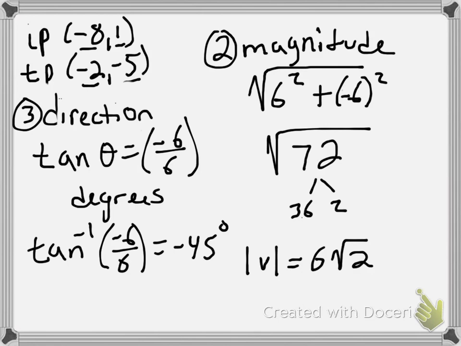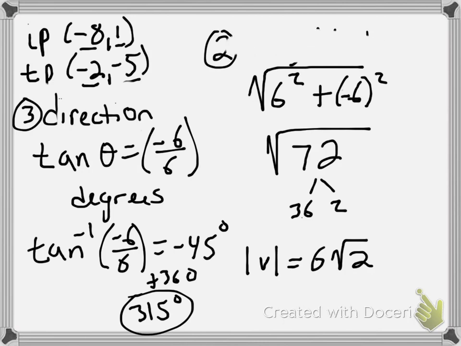However, we want this to be between 0 and 2 pi, so we just add 360 to it, and what I end up getting is 315 degrees. Okay? So, I'm going to get rid of number 2 here in a minute.